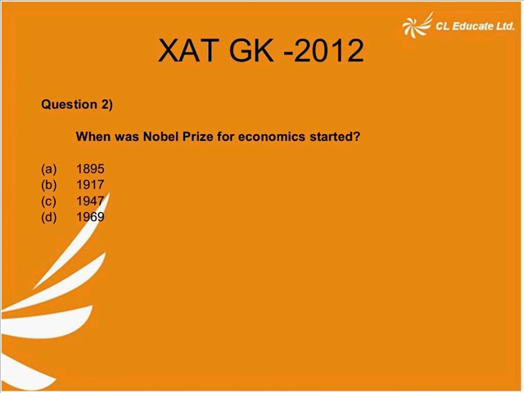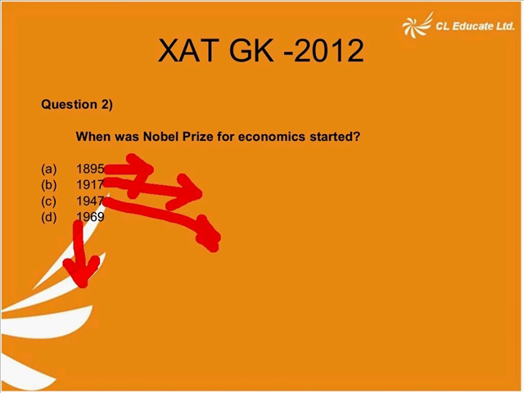1895 was the year when the Nobel Prize was started. 1917 is certainly not related to this, but it is an important historical event, the Russian Revolution. 1947 is the independence of India. 1969 is the year when the Nobel Prize for Economics was started. It was not included in the initial set of Nobel Prizes. Yes Ashish, correct, the Bank of Sweden gives it. So for question number 2, the Nobel Prize for Economics was started in 1969.